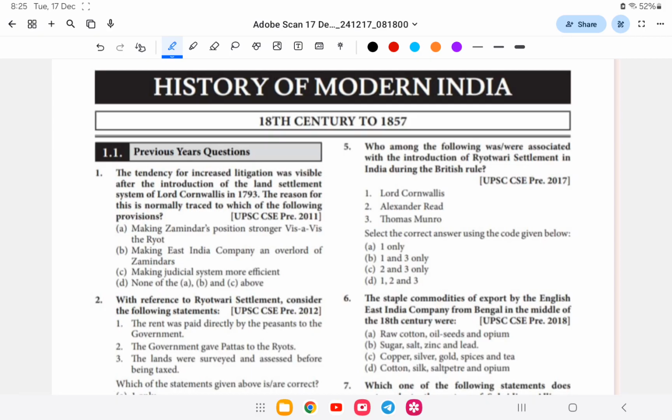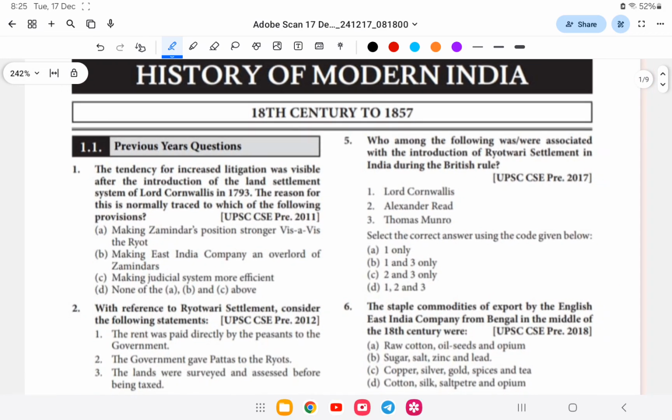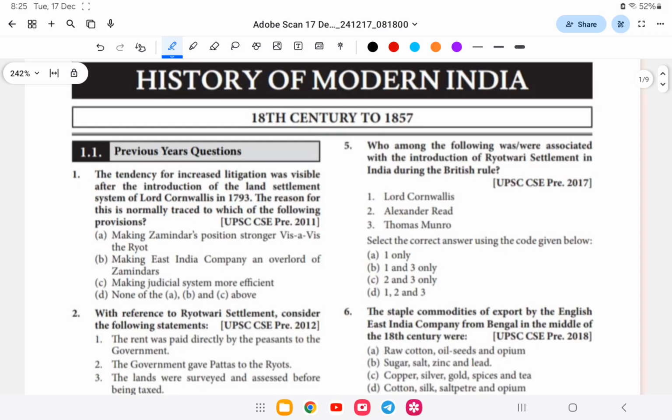So today's topic will be modern history for General Studies 1, and as well as for prelims also it will be very important. Today's lesson covers the 18th century to 1857, that is the first war of Indian independence, and this MCQ is very important for practice. So let us start. First question number 1.